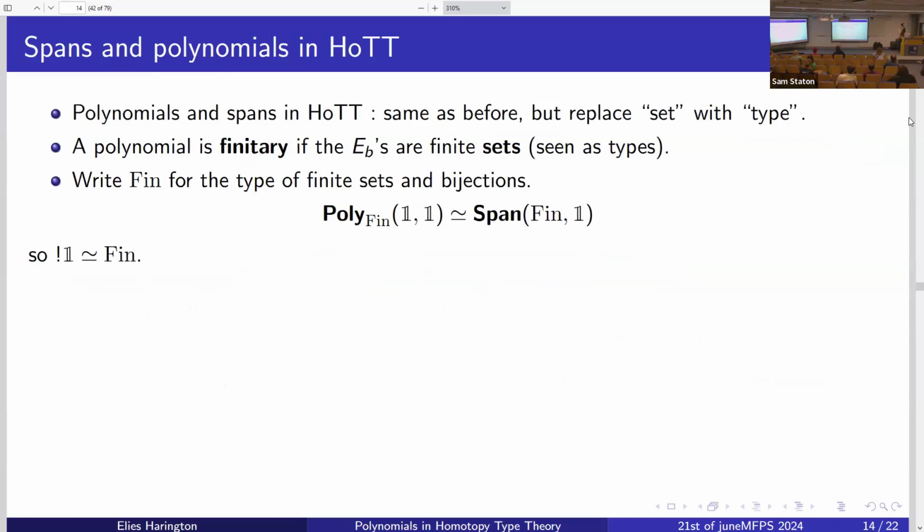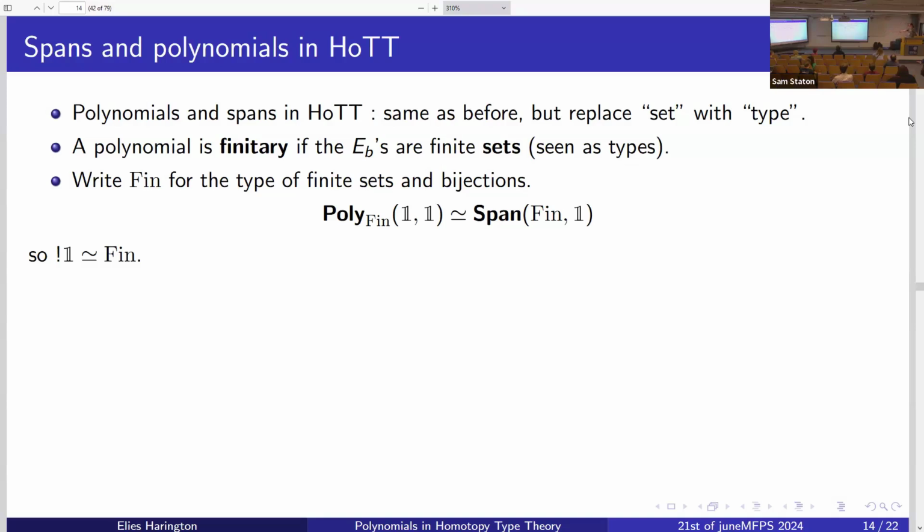So in this type theory, we can do the same as before and define polynomials and spans, but replace everywhere sets by types in the definitions. Just for the notion of finiteness, we still require the exponents to be finite sets, seen as discrete types. There are other notions of finite types, but I'm not going to talk about that, because here we're still interested in those finite sets. Because the type of finite sets and bijections is now a type, and it's just a groupoid. And here we can actually prove this equivalence of types in HoTT.